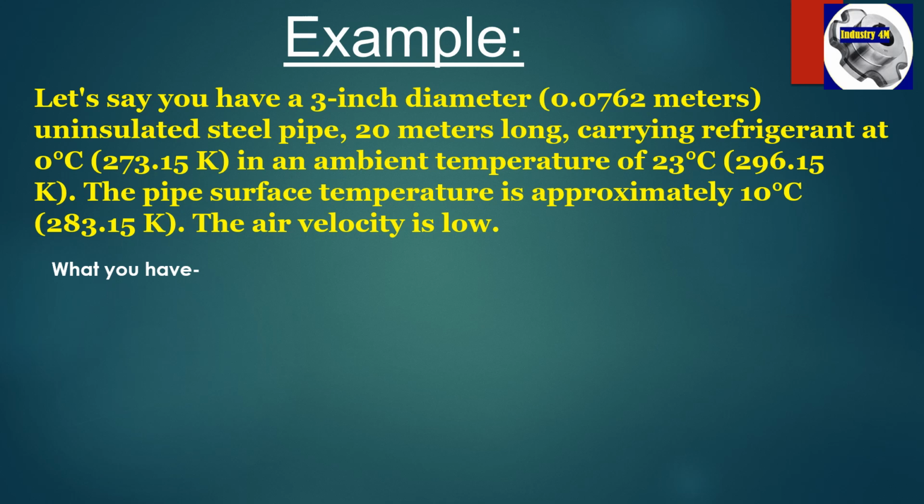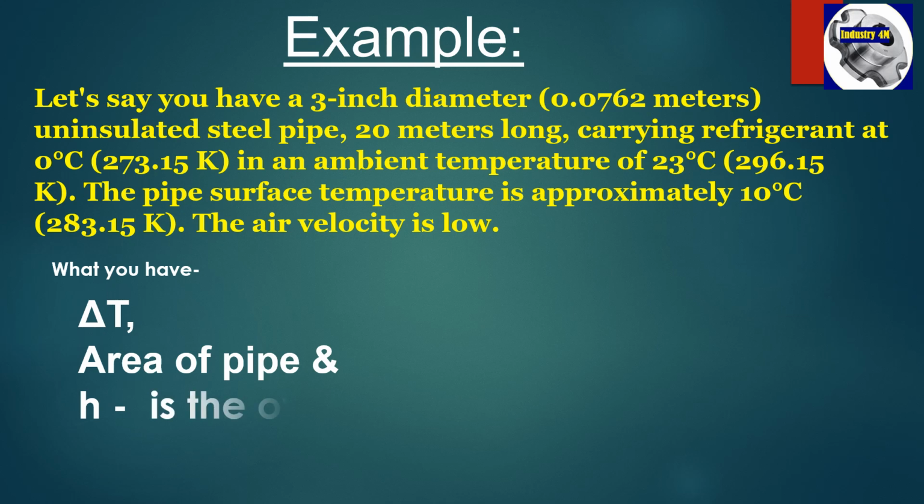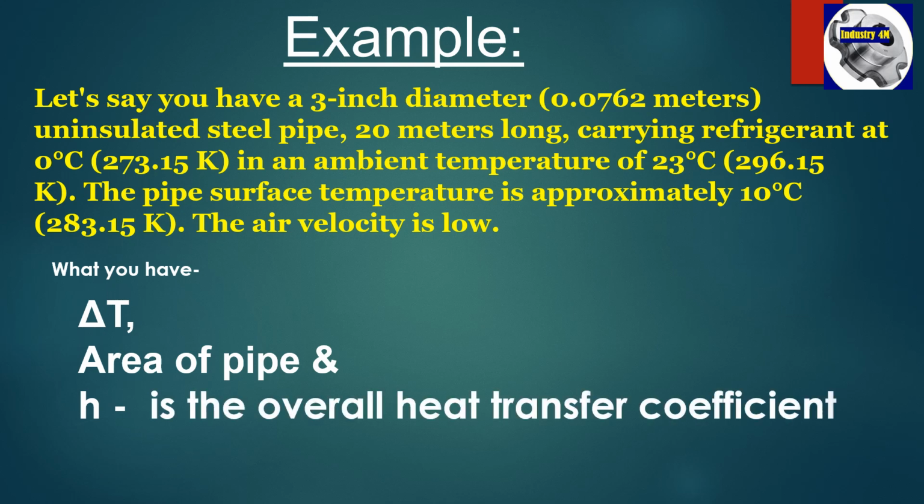So in this example, what do we have? Temperature difference we have. Area of the pipe we can calculate as we have the length and diameter of the pipe. H, the coefficient of overall heat transfer, is 10 watts per square meter Kelvin.